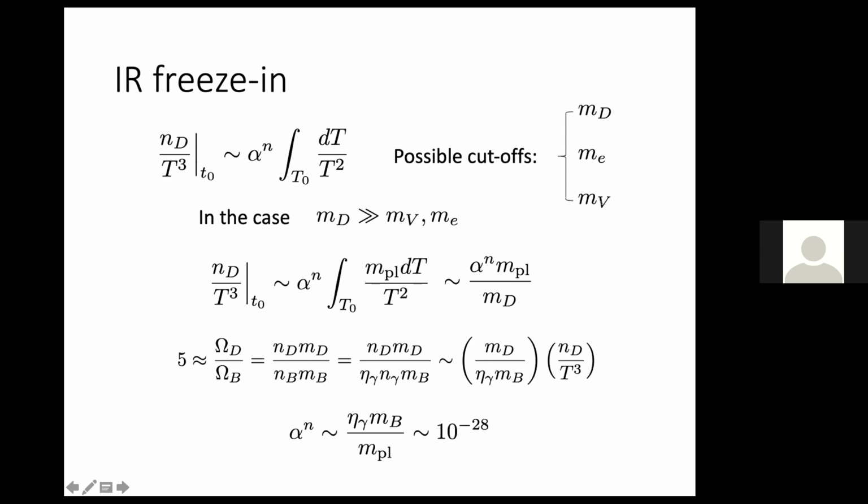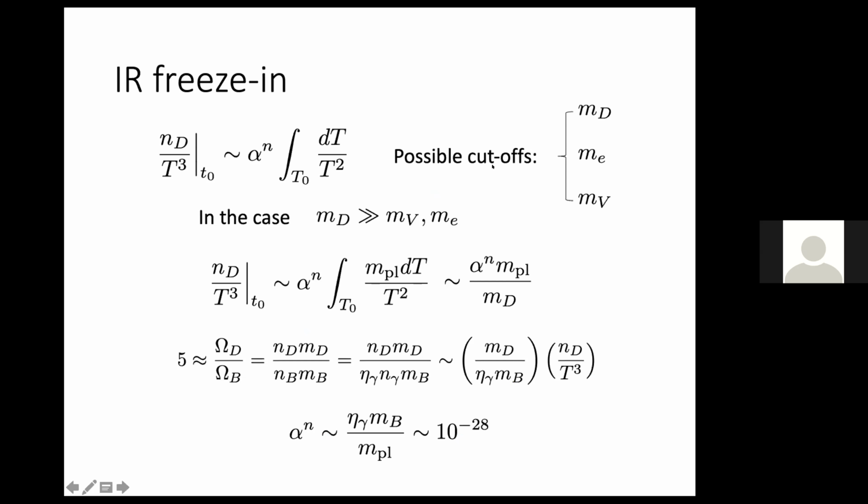And also there's the mediator mass. For IR freezing, what we assume is that there are no large scales in the calculation. But if the temperature is smaller than the mediator mass, then the interaction becomes a higher dimensional interaction, and the freezing scenario changes from IR freezing into UV freezing. So basically this mediator mass M_V is just another possible cutoff.